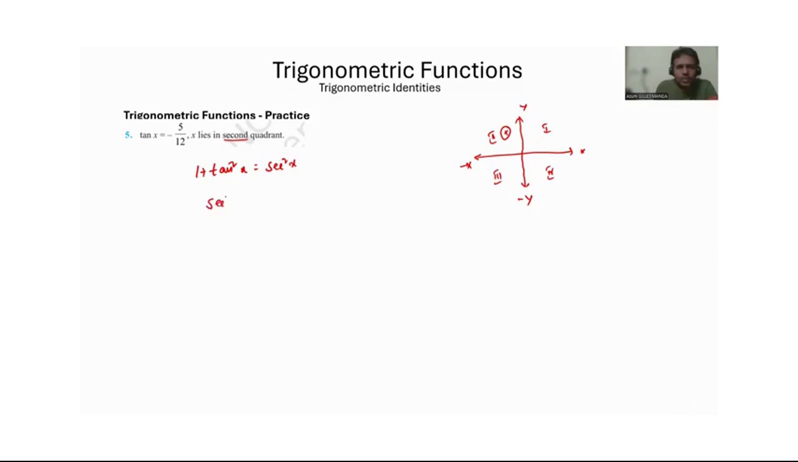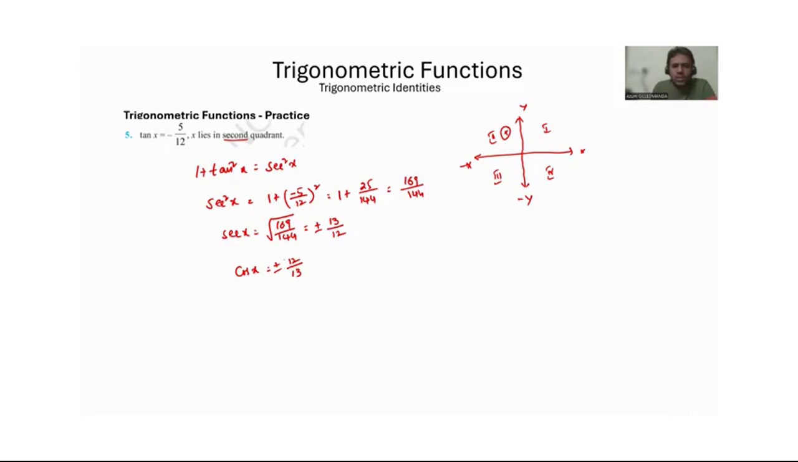So tan square x we need to find. Let's substitute the value. 1 plus, in place of tan, I can substitute minus 5 by 12 whole square. That is 1 plus 25 by 144. This becomes 144 plus 25, which means 169 by 144. Then secant x I can write as the square root of 169 by 144, that is plus or minus 13 by 12. So secant x I got. Then what will be cos x? Cos x can be plus or minus 12 by 13, since it is the reciprocal of secant.